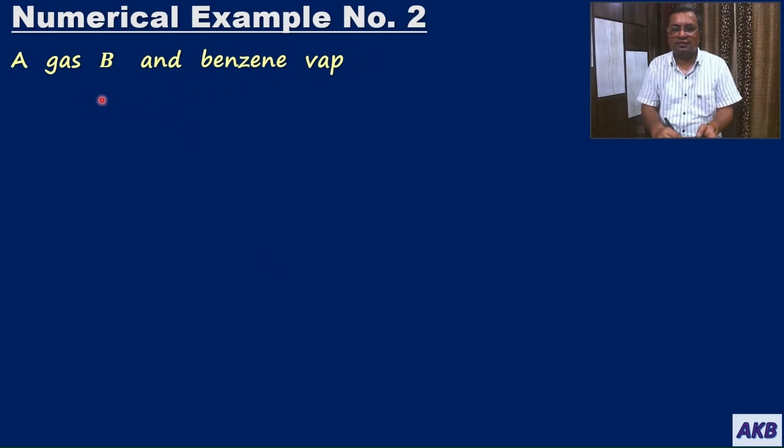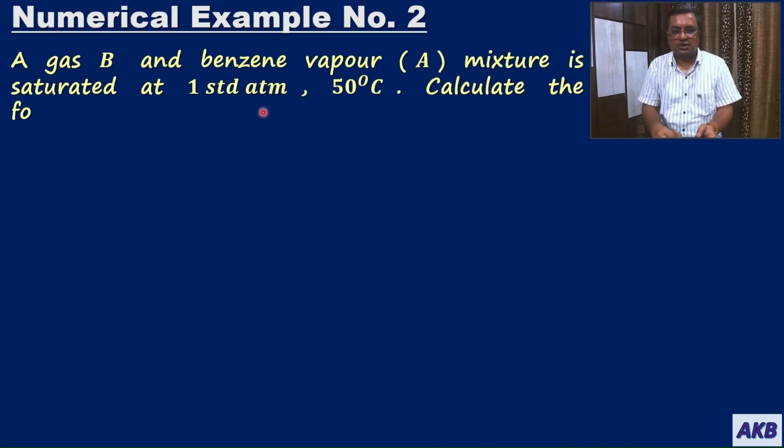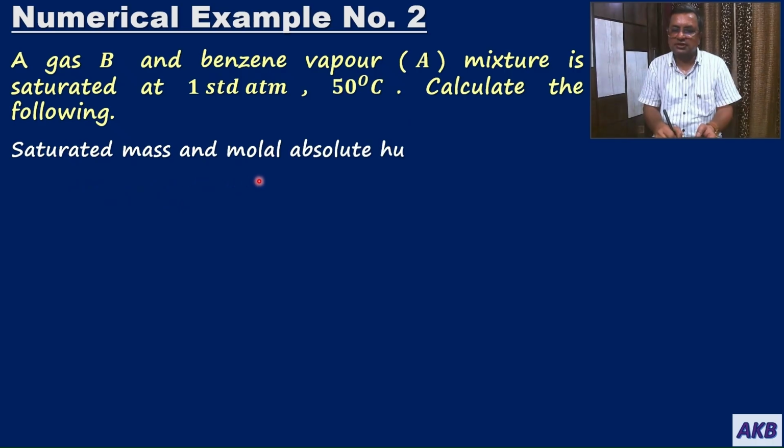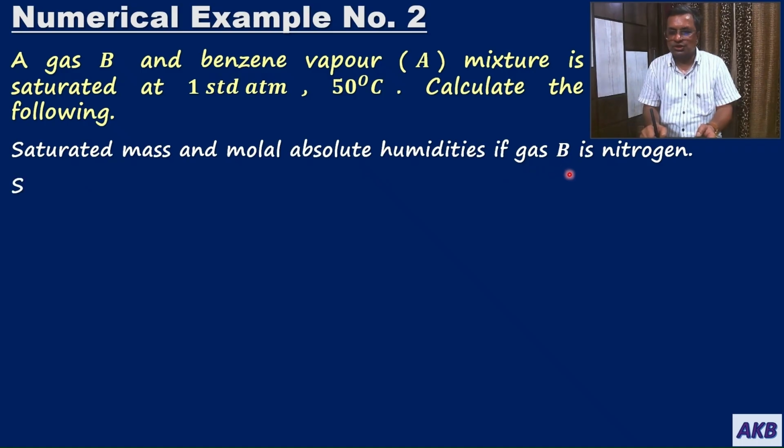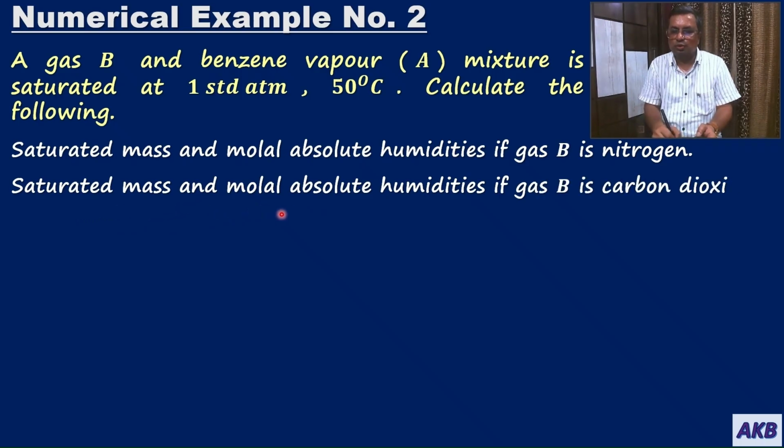You have a gas B and benzene vapor, which is denoted by capital A, mixture, and it is saturated at 1 standard atmosphere and 50 degrees Celsius. Based on this information, we are supposed to calculate the following. You have to get saturated mass and molar absolute humidities if the gas B is nitrogen, and in the second case, if gas B is carbon dioxide. So there are two cases. In the first case, gas B is nitrogen, whereas in the second case, gas B is carbon dioxide.